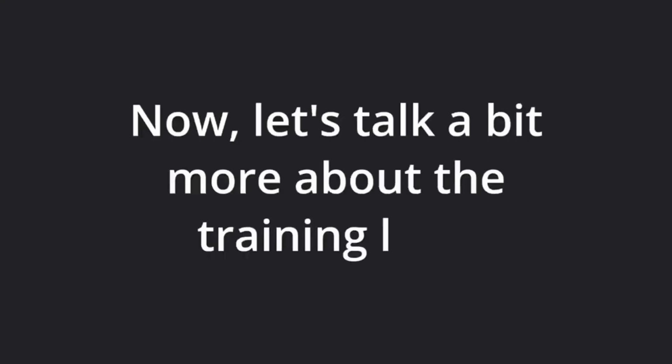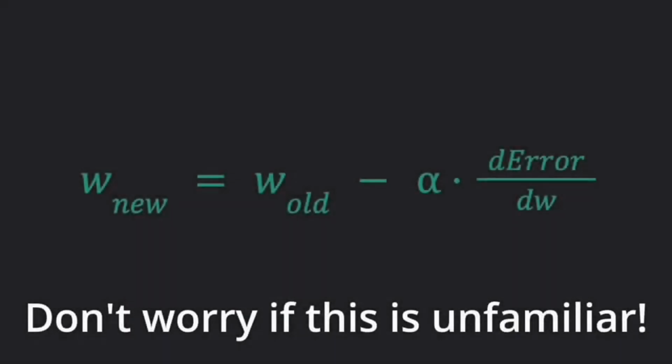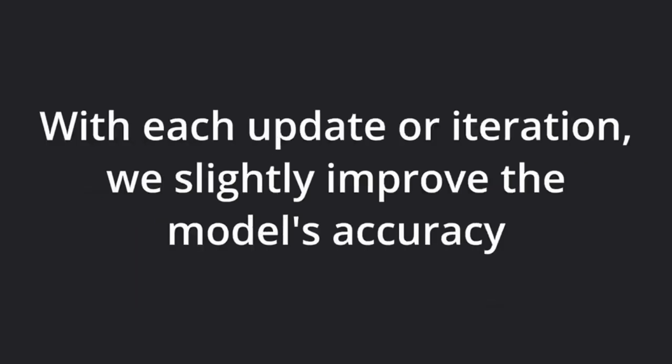Now let's talk a bit more about the training loop. The gradient descent update rule is used to update the parameters across many iterations. With each update or iteration, we slightly improve the model's accuracy.